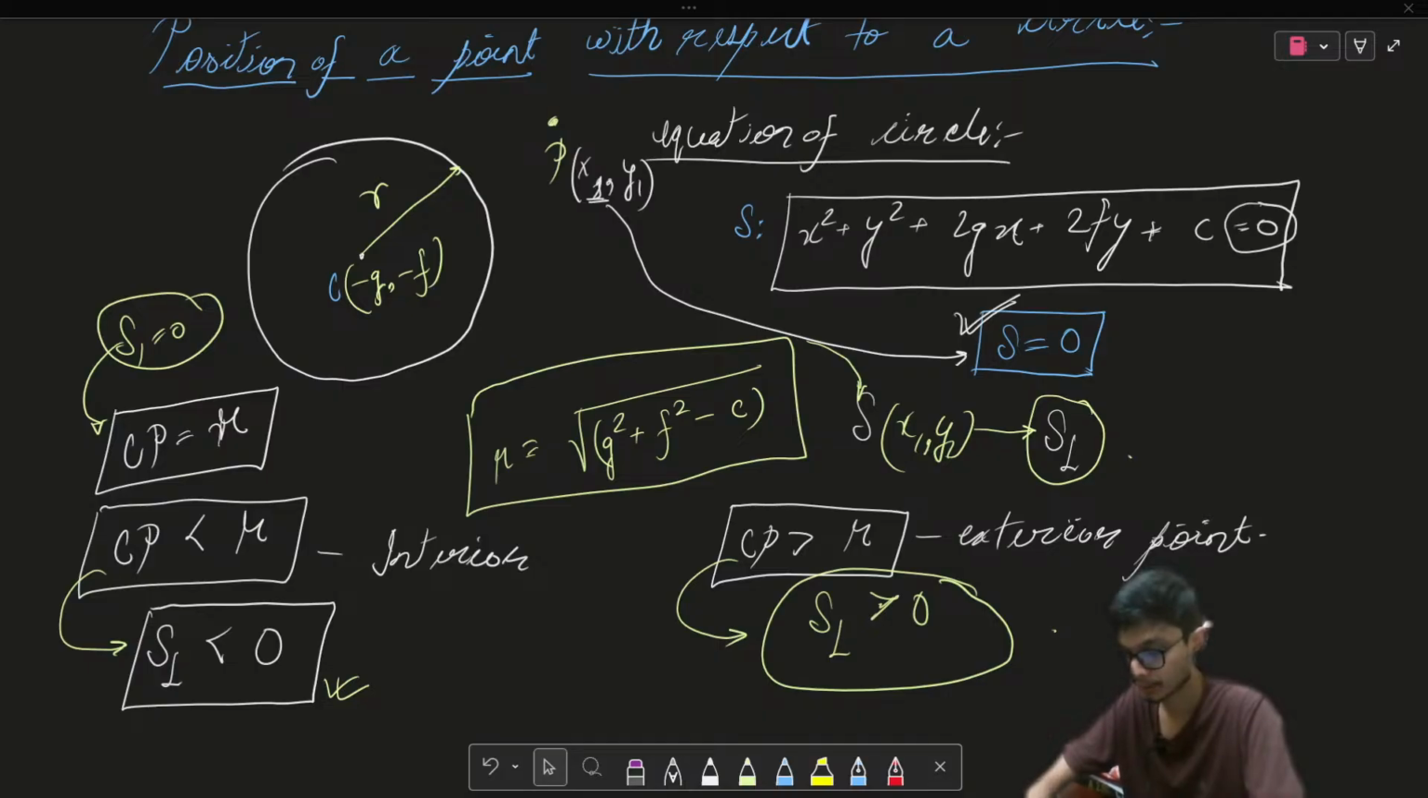Okay, so maybe we can move forward with the discussion on how to find out the minimum and the maximum distance of any point with respect to a circle, right? So let us discuss that as well.